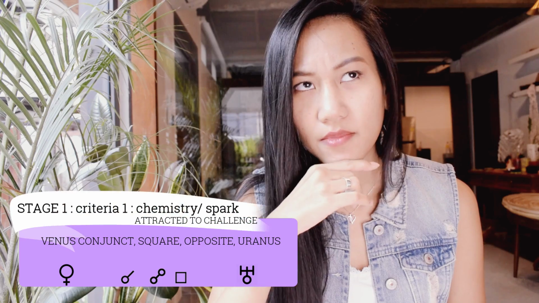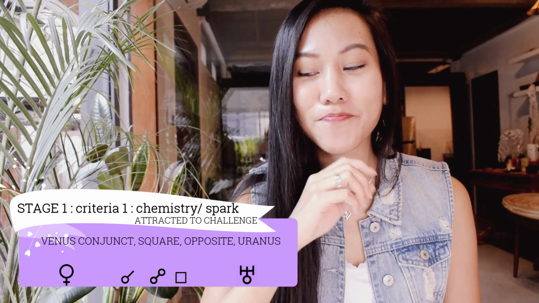Okay, on to the last type of relationship chemistry, and that is challenge. So the first thing you can look for in the composite chart to see if you and your partner have some friction going on that's very feisty, that sparks chemistry in each other, makes you want to see each other again because you bring a bit of a challenge to each other, is if you have a Venus conjunct or opposite Uranus. Or square, sorry, conjunct, square, opposite Uranus.